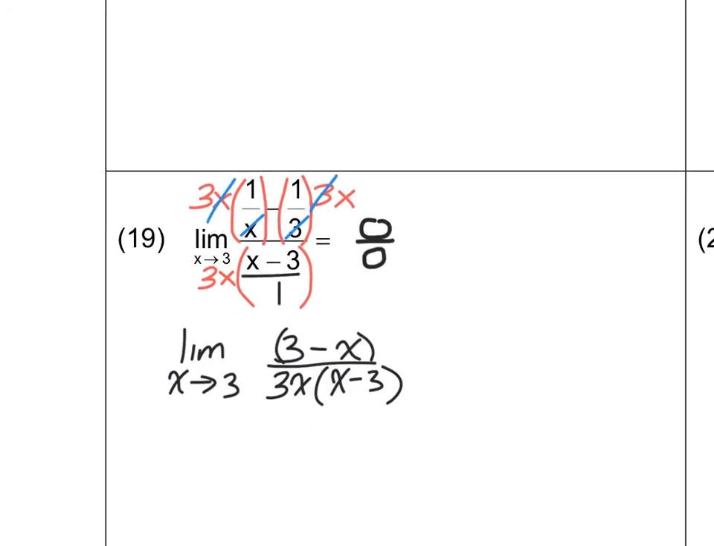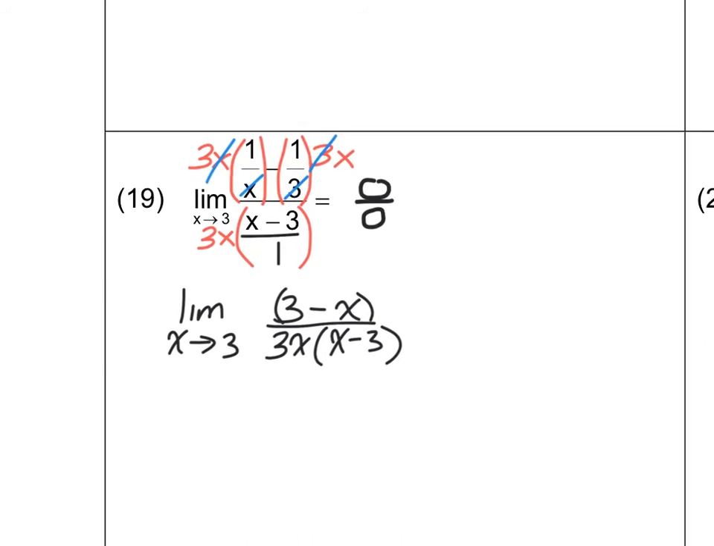All right, so something nice is going to happen here. The 3 minus x and the x minus 3 cancel, but they cancel to what? -1. They're exact opposites of one another. So we're looking at -1 over 3x.